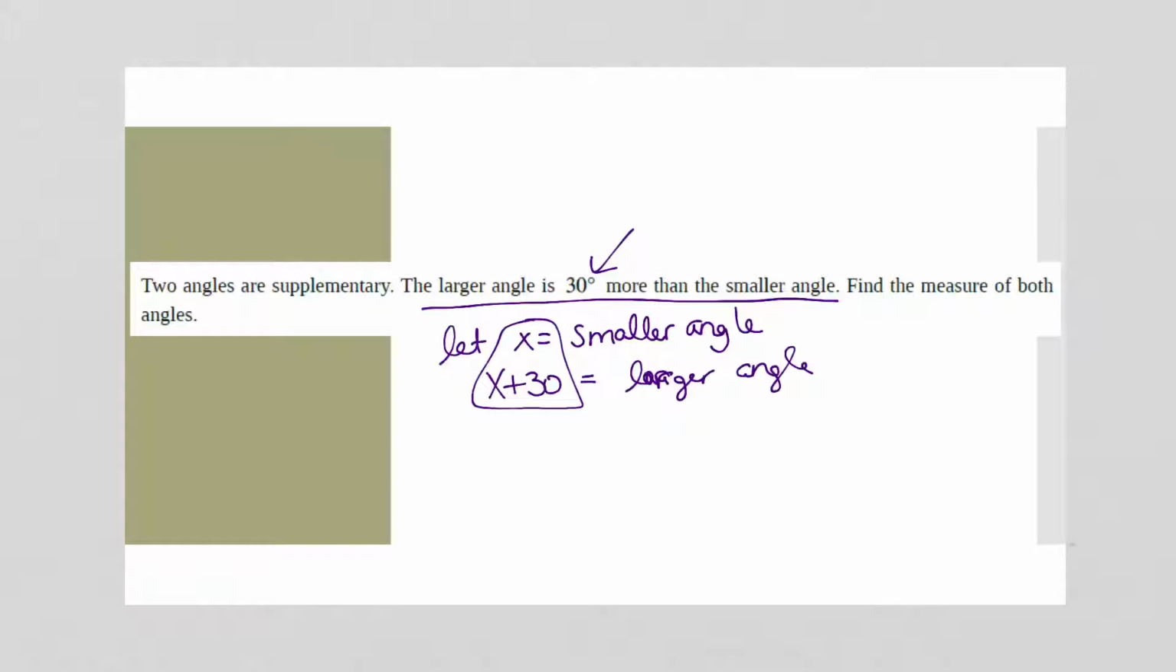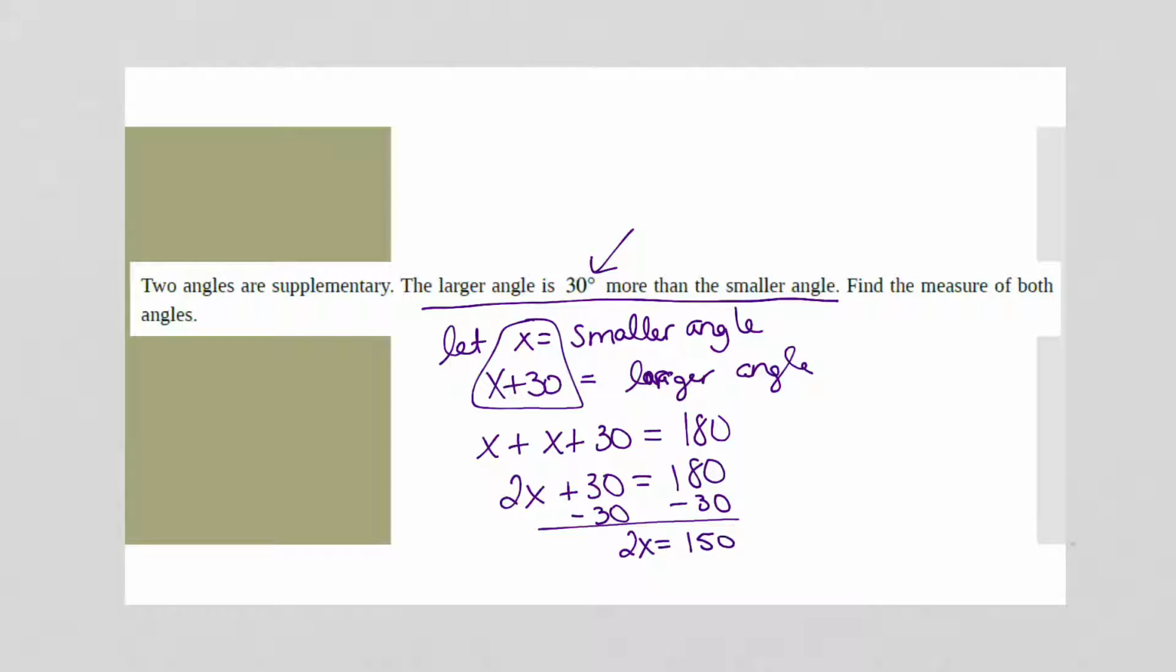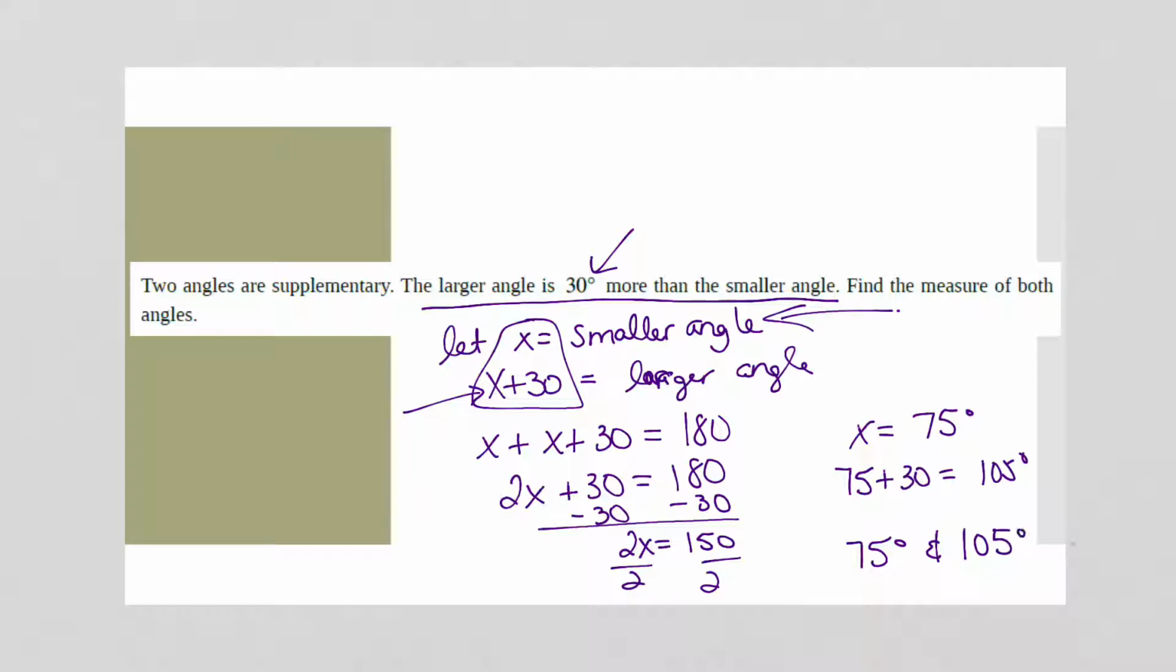So x plus x plus 30 equals 180. Now I'm going to combine my like terms. I'm going to get my constant terms on the same side, and I'm going to divide by 2. So I get that x is equal to 75 degrees. That's my smaller angle. Remember, that's what we said x was. Now to get my larger angle, I'm going to put 75 in for x right there. So 75 plus 30 equals 105. So my two angles that I'm looking for are 75 degrees and 105 degrees.